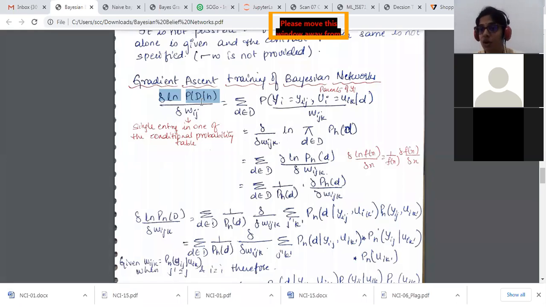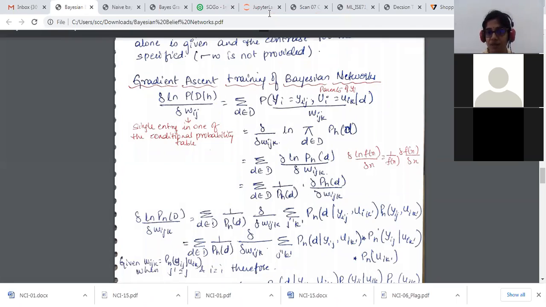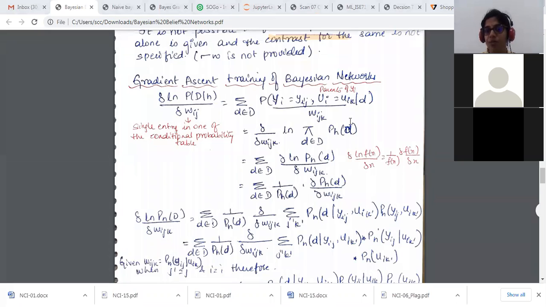So how do we do that? I take the likelihood of the data that is required. Upon that, this is what your Bayesian network is: P of yi equal to yij, ui equal to uik, given d. Let me specify this for you. I'm taking yi as my node. For this particular node, I have parents called uik, which means the value of this is dependent on this.